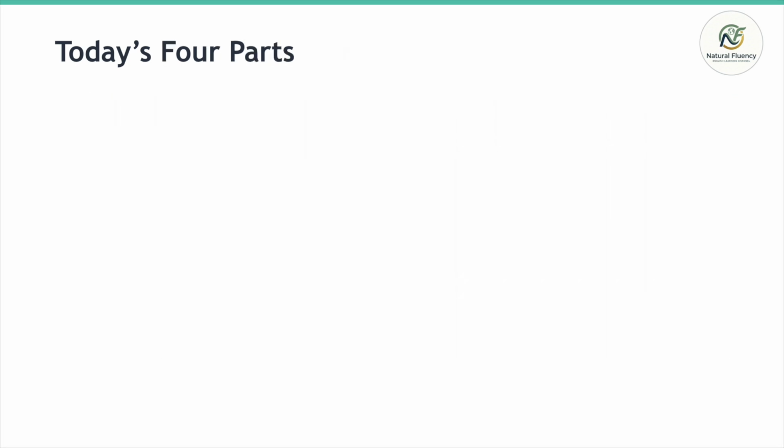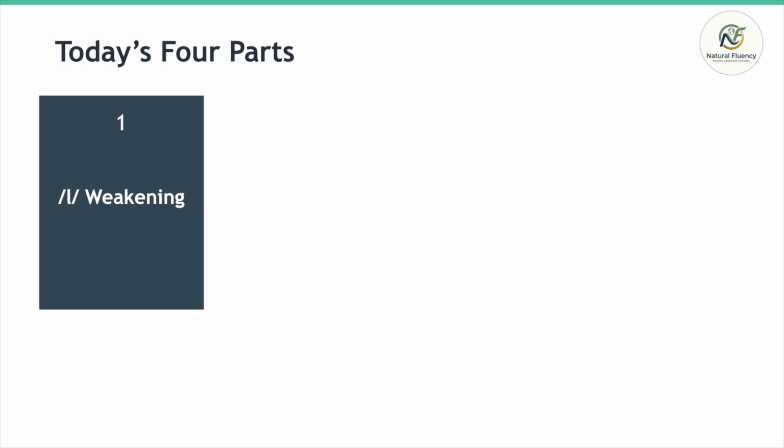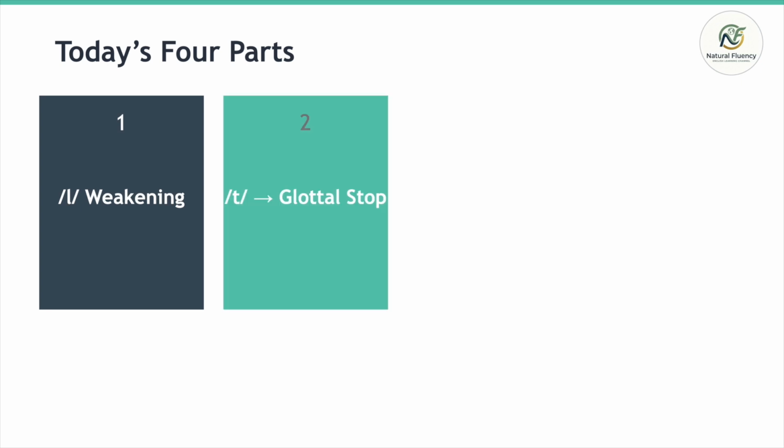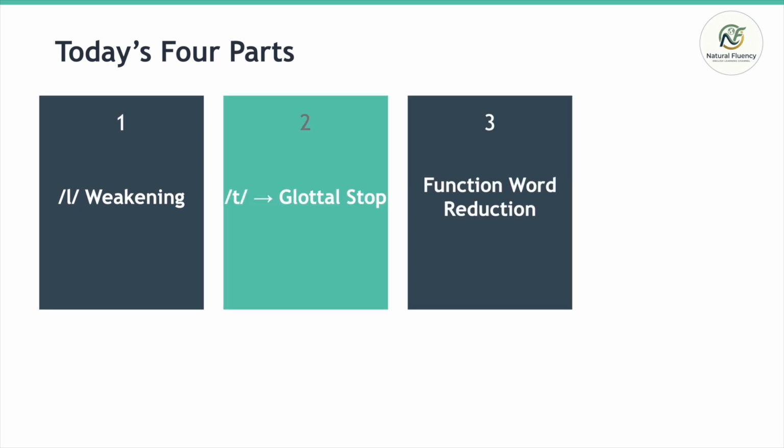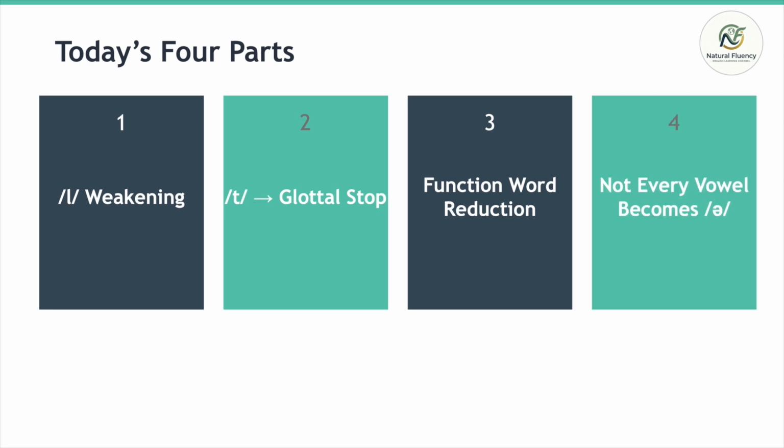Today has 4 parts. First, L weakening. Second, T becoming a glottal stop. Third, function word reduction. And fourth, why not every unstressed vowel turns into Schwa? Let's go one by one.